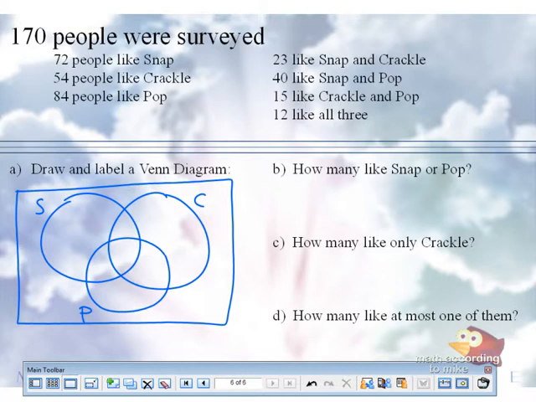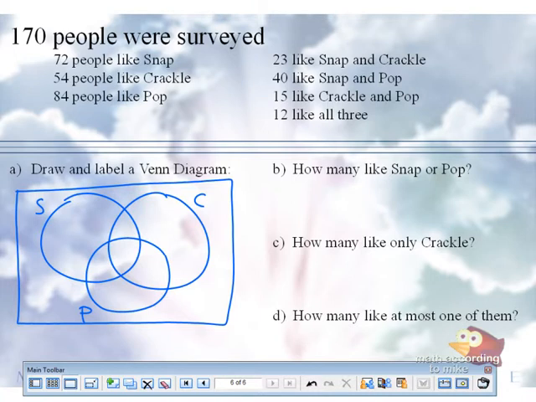The trick to this is you can only fill in a section if only one section is missing. For instance, that first line there, 72 people like Snap, we can't use that number just yet because that constitutes 4 sections. 1, 2, 3, 4. All 4 of these sections combined add up to 72. So we can't use 72 just yet because we're missing too many pieces.